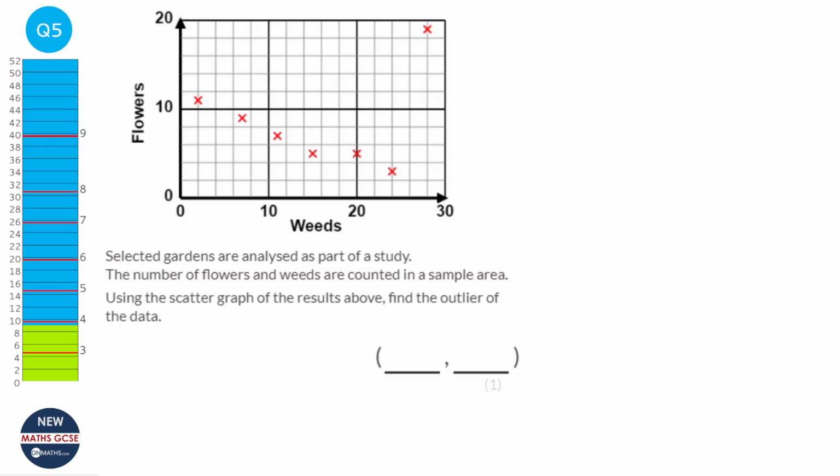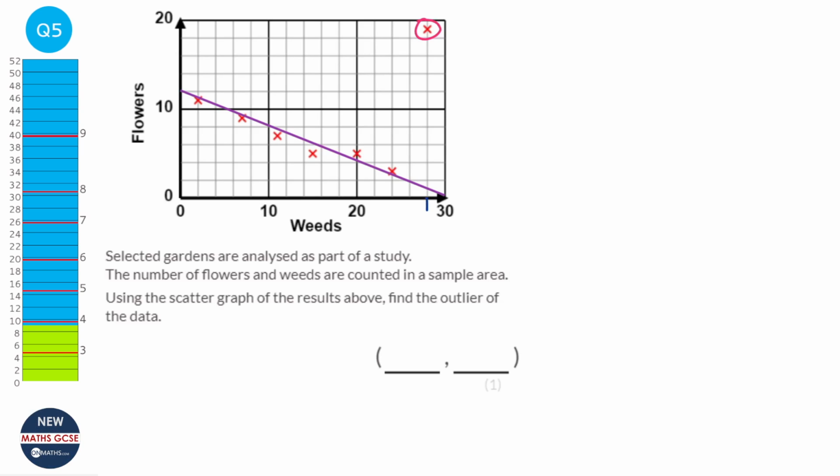On a scatter graph, an outlier is a point which doesn't fit the pattern. And as we can see here, all of these coordinates fit kind of a nice line going down there. So they all are showing a trend. But we've got this point here that's nowhere near that trend at all, and that's what we call an outlier.